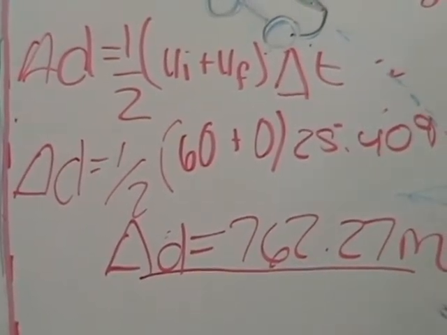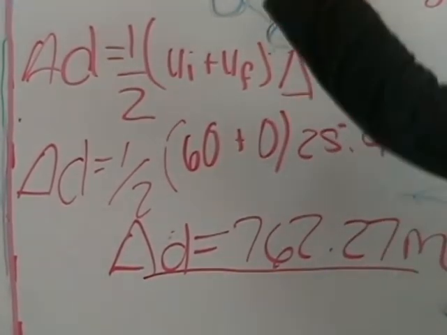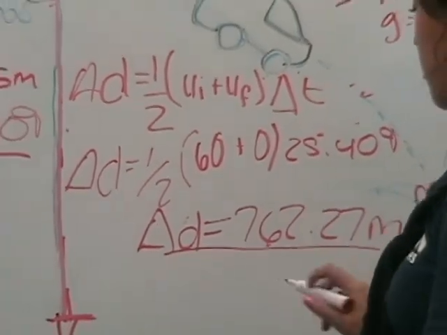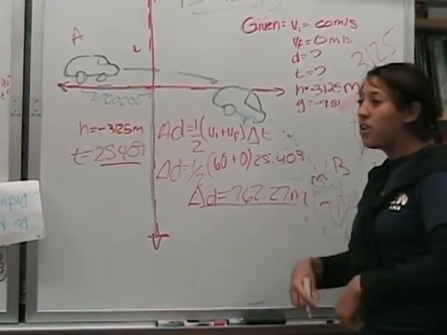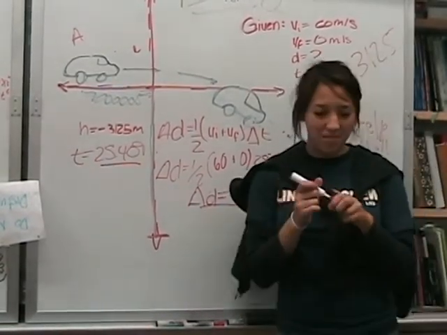762.227 meters. That's where the car landed. It landed from here all the way to here, which is 762.27 meters away. We now can find the vehicle.